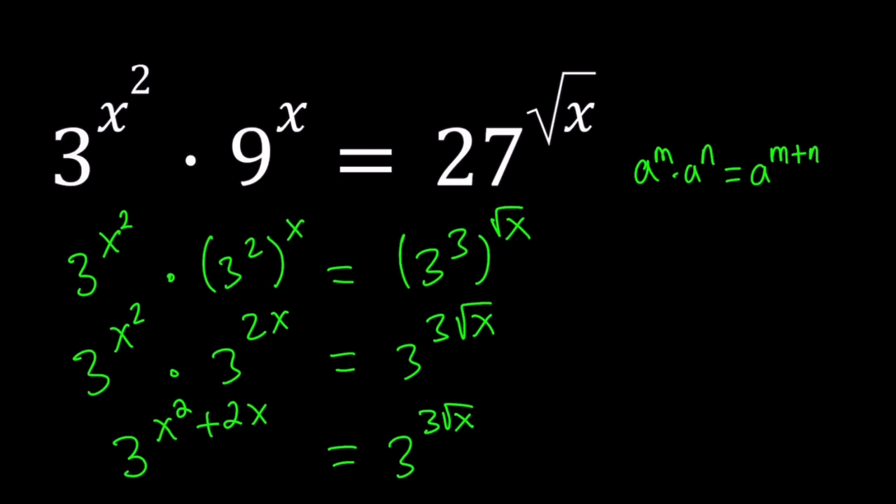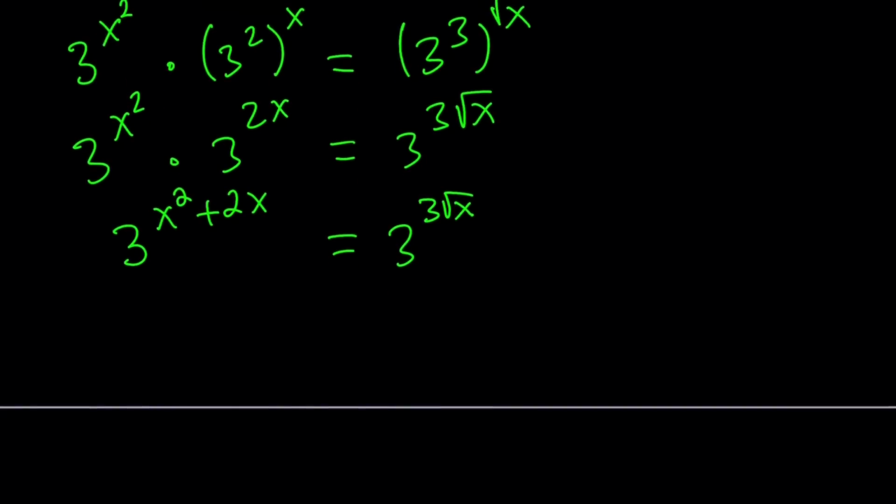Now, we have the same base on both sides, so we can basically say that the exponents are equal. By the way, I forgot to tell you, I'm going to show you a graph at the end. So let's go ahead and set these equal to each other, and we get an interesting equation. What kind of equation do we have? We have a radical equation because we have square root of x.